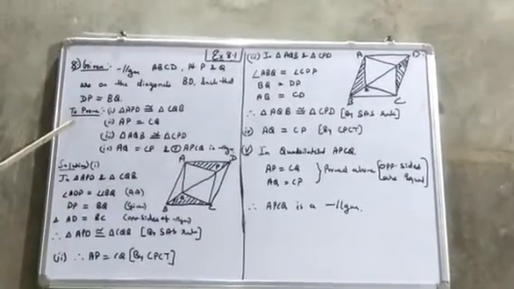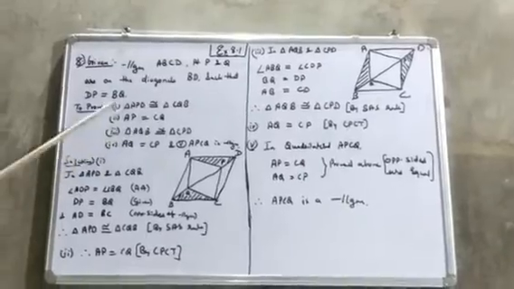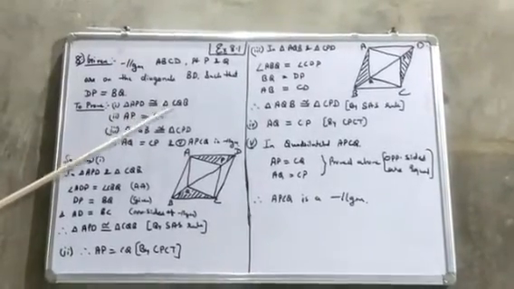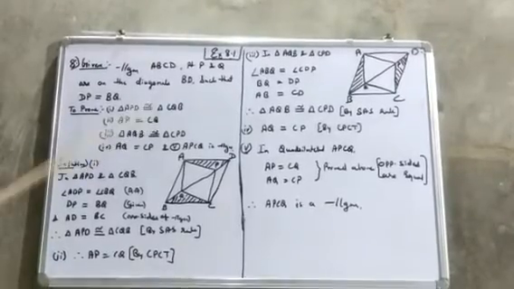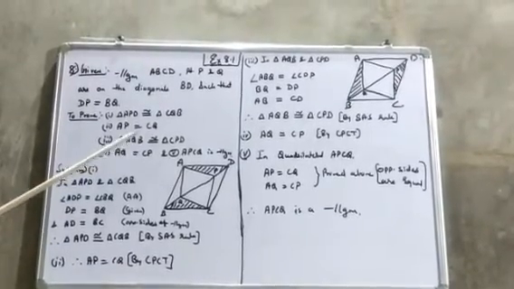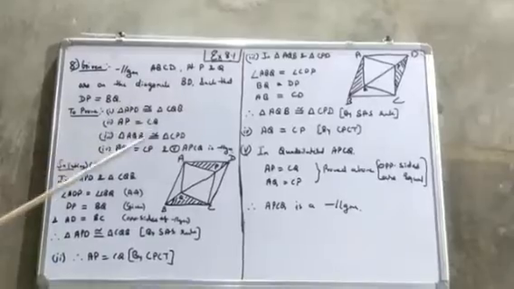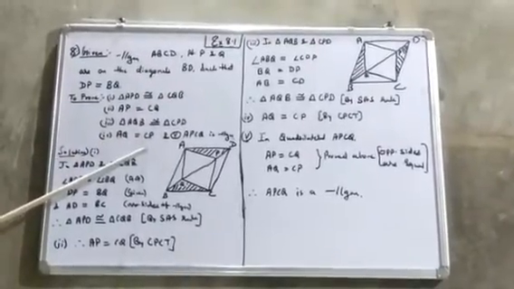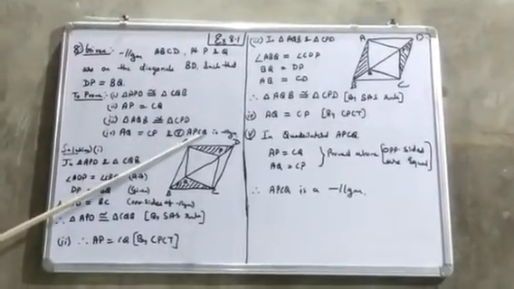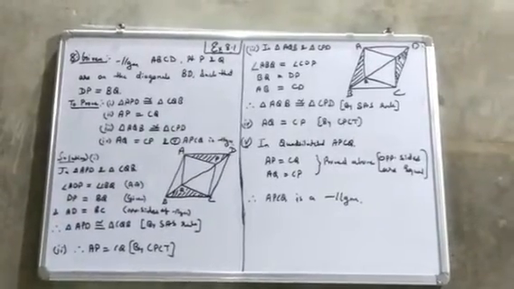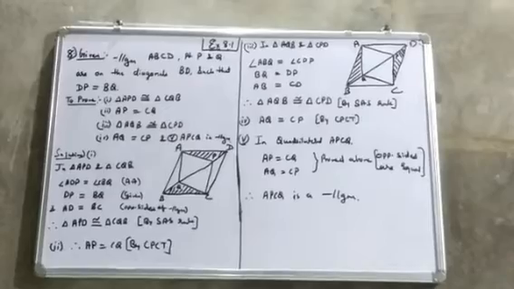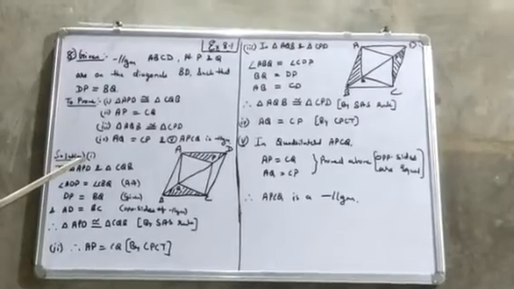And we have to prove these 5 things here: that triangle APD is congruent to triangle CQB, AP is equal to CQ, triangle AQB is congruent to triangle CPD, AQ equals CP, and APCQ is a parallelogram. For proving all the 5, we will go step by step. Let us go for the first one.